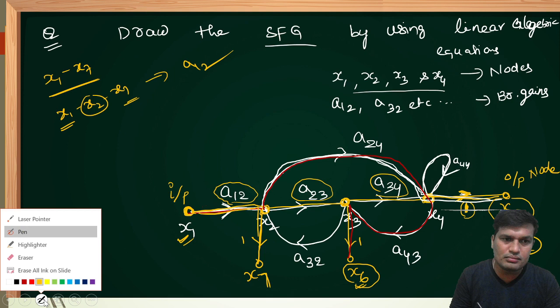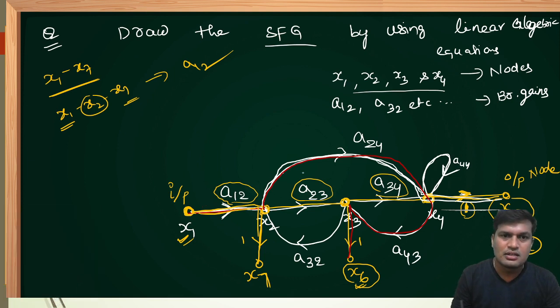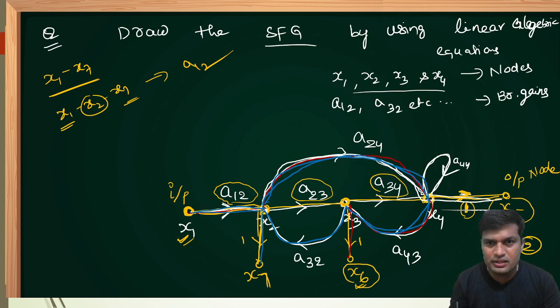Now, let me discuss, dear friends. Somebody may think, sir, x1, x2, x4, x3, x2, x7 is one forward path. No. Why? Because it started at x1, moved to x2, and x4, x3, once again x2. That means node x2 is repeating more than once, therefore it does not come under forward path.